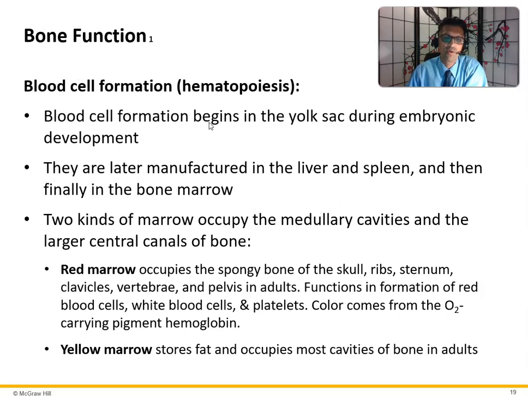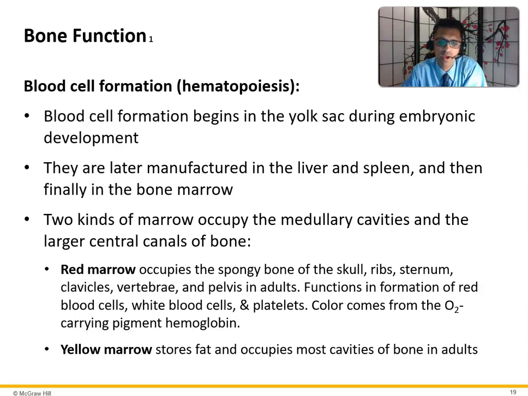What's the function of bone? Hematopoiesis is blood cell formation. So red blood cells, white blood cells, they do form in the bone. Blood cell formation begins in the yolk sac during embryonic development. They are later manufactured in the liver and spleen, and then finally in the bone marrow.